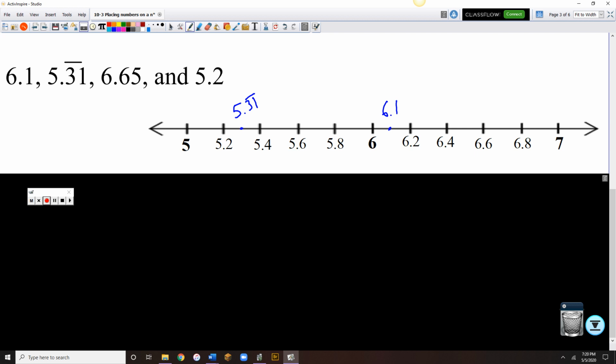6.65. All right, so 6.65, we have to think for a second. I'm going to switch to gray so I can show you my thinking here. 6.6 and 6.8. In the middle of that would be 6.7. So it's not in the middle of 6.6 and 6.8. It's actually in the middle of 6.6 and where we have to imagine 6.7 is. So our point for 6.65 ends up being right about here.